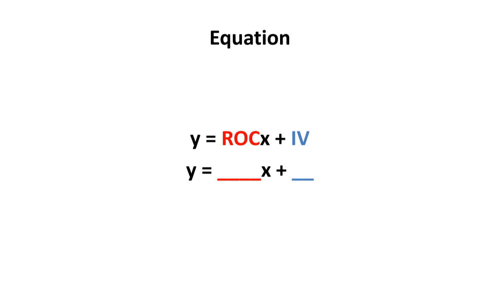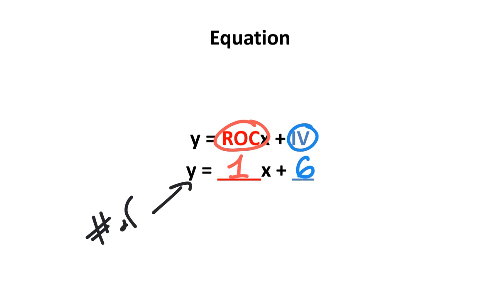We can now represent this pattern with an equation. Instead of writing rate of change, we can replace it with the number 1. And instead of writing initial value, we can replace it with the number 6. Therefore, this pattern can be described with the equation y equals 1x plus 6, where y represents the number of blocks and x represents the figure number.